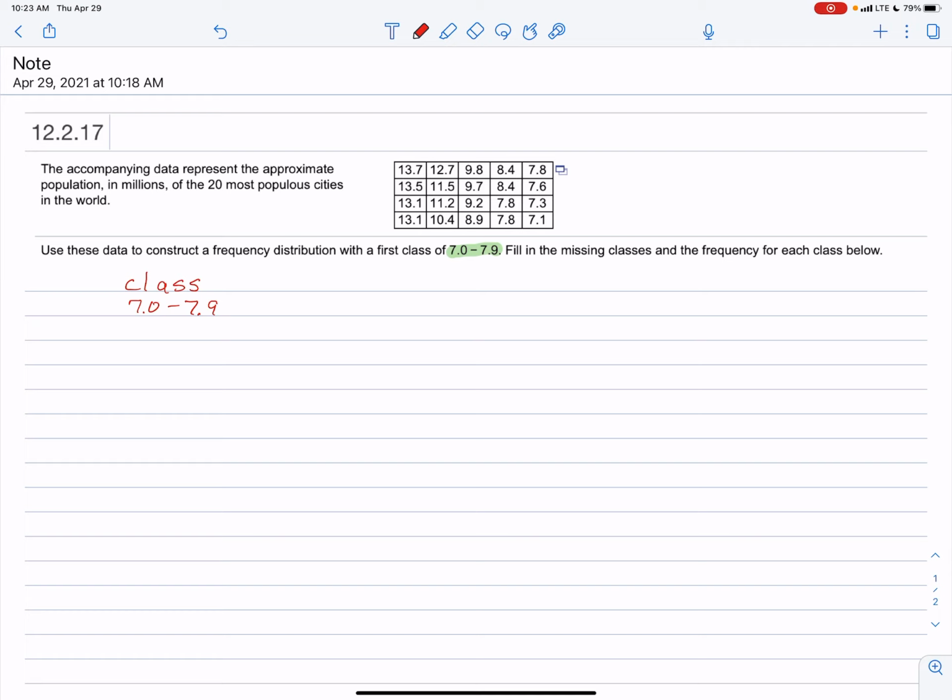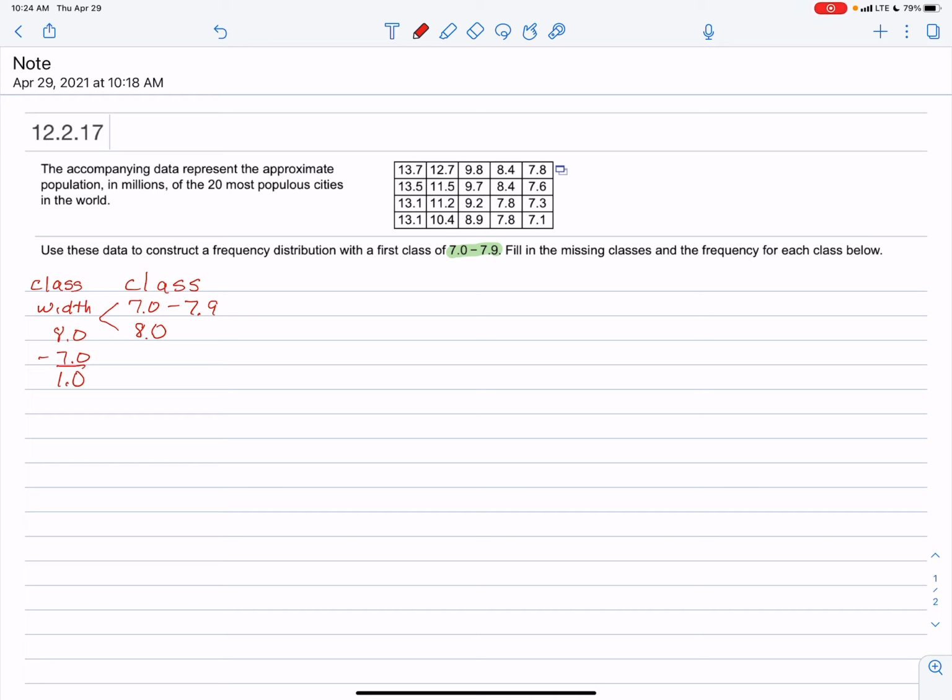Since the first class ends at 7.9, the next one would have to begin immediately after at 8.0 so that there's no gaps and no overlapping. Now, once I have two successive lower class limits, the 7.0 and 8.0, I can find the class width. The class width is the difference between the two successive lower class limits. So the difference between 8.0 and 7.0 is 1.0.